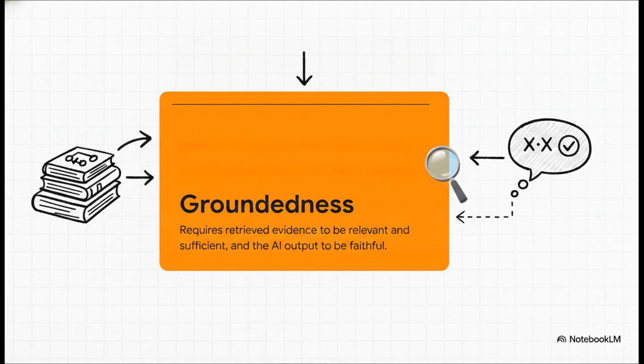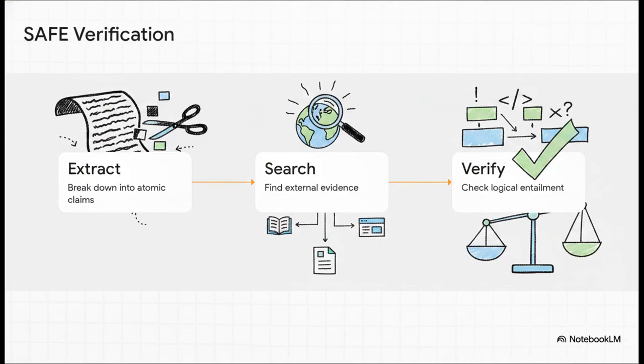Now, what's really interesting about this slide is how we actually measure this in long-form text, which has historically been super difficult. Frameworks like Google's SAFE break the process down into this incredibly simple, logical recipe. Step 1, extract atomic claims. You're chopping a sprawling essay into individual, verifiable statements. Step 2, search for external evidence for every single one of those claims. And Step 3, verify entailment. Basically, checking if the retrieved evidence logically proves the claim.